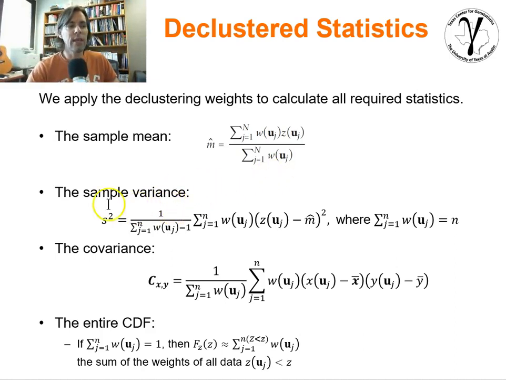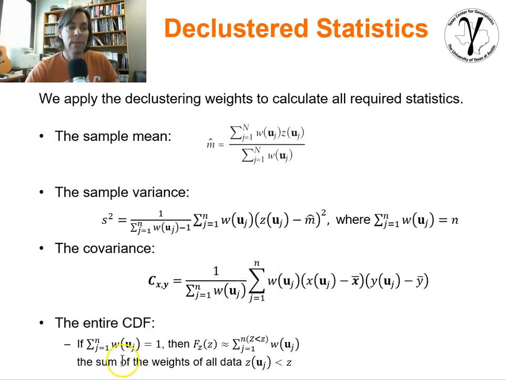Now we can extend that. We can calculate a sample variance right here. And notice the only difference now is that we're weighting every single one of these by the weight applied to each of the data. And we're dividing by 1 divided by the sum of the weights minus 1, so we're accounting for degrees of freedom. The covariance can be calculated just like before, but we can apply a weighting to the covariances. Okay, so pretty straightforward. We can do this type of weighting with any statistic.